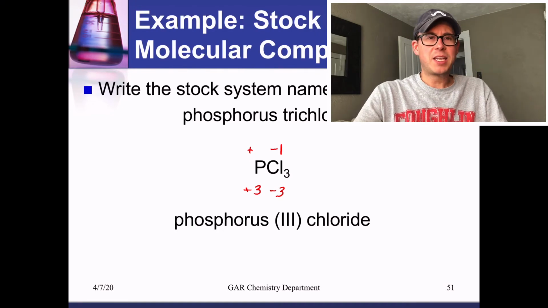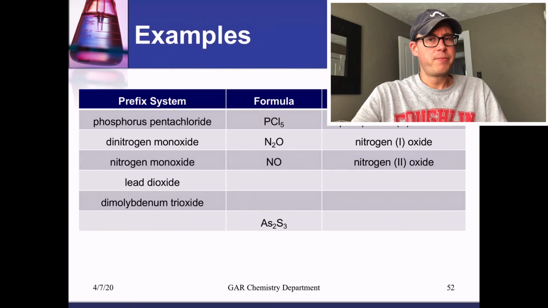And naming it in the stock system, we use that oxidation number, Roman numeral 3, in the name, and it becomes phosphorus 3-chloride. So notice, we're not doing this with prefixes anymore. We're naming them just based on our oxidation numbers, which work just like charges. Take a look at the examples on the next page.